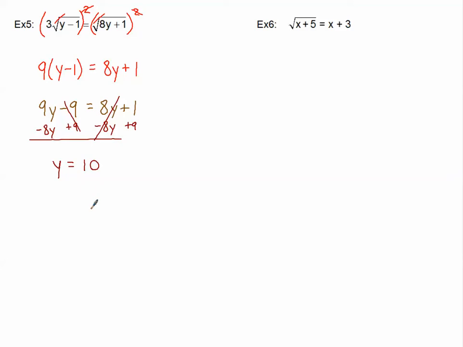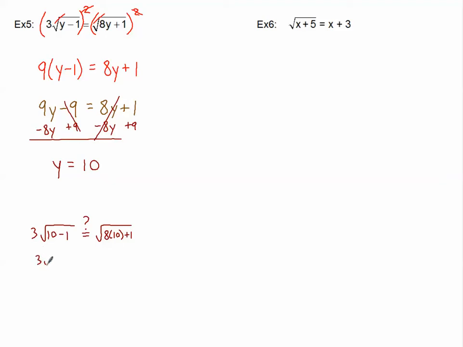There was no way for me to tell in the beginning, like step 2, does this mentally work? Because a square root can equal a square root, sure. We just need to know if y can be equal to 10. So let's mentally check. Does 3 times the square root of 10 minus 1 equal, I'll put a little question mark, the square root of 8 times 10 plus 1? So that's ultimately what we're trying to figure out.